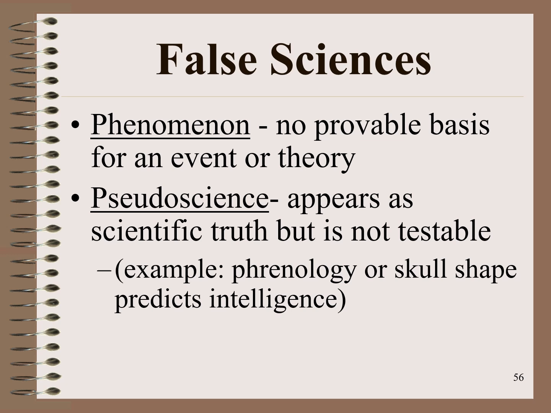There are two primary classifications for false science. They are phenomenon and pseudoscience. A phenomenon has no provable basis for an event or theory. For example, yawning is something you likely do every day, but oddly enough, scientists still aren't sure why. Pseudoscience appears as scientific truth, but is not testable. An example of this would be the science of phrenology, where people believe your skull shape can predict your intelligence.